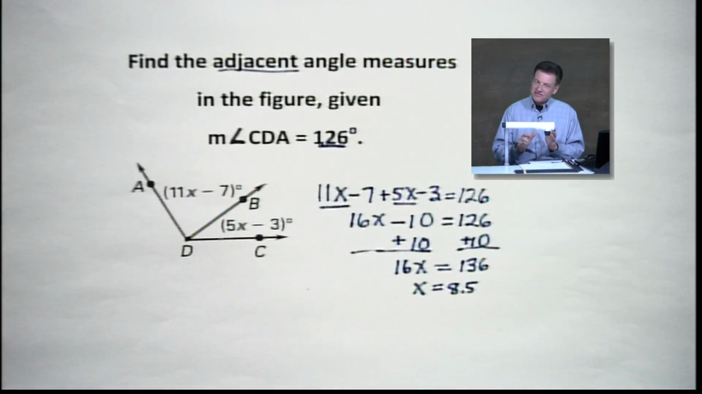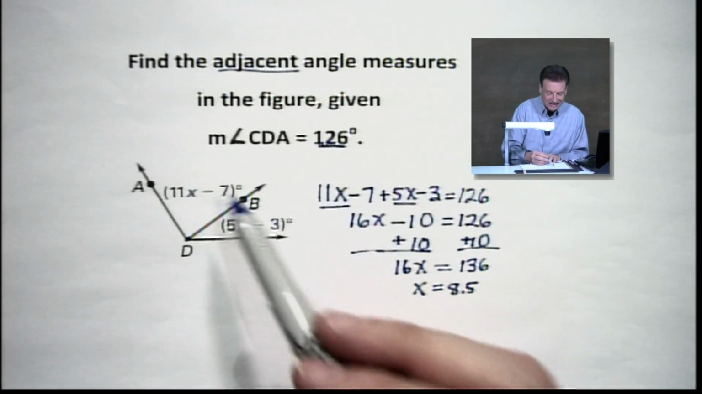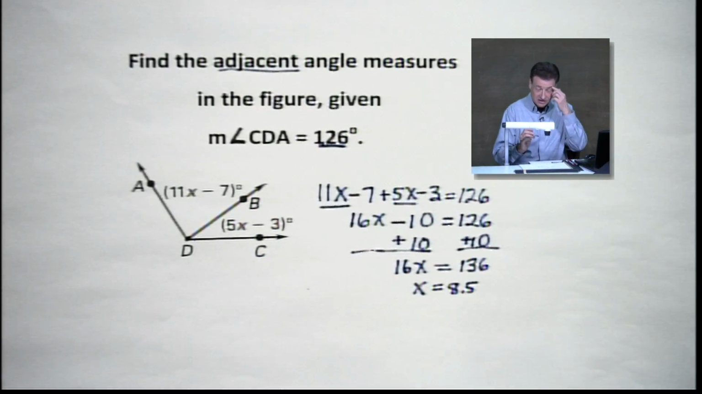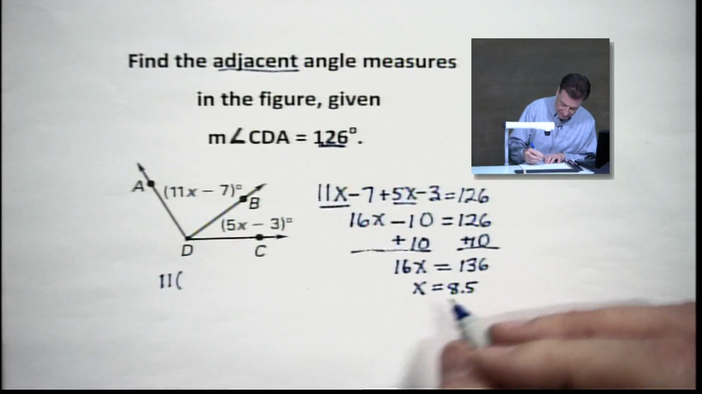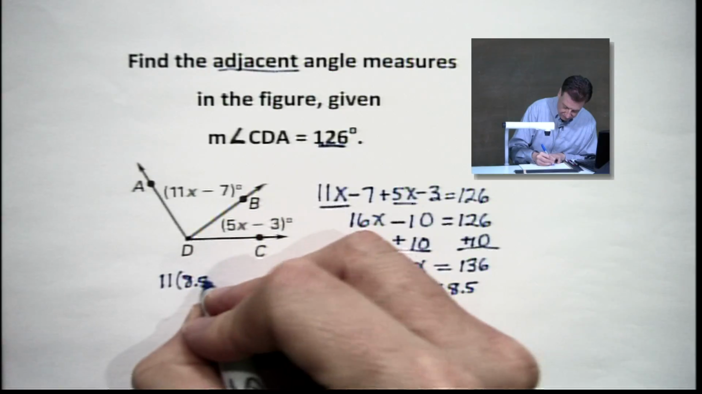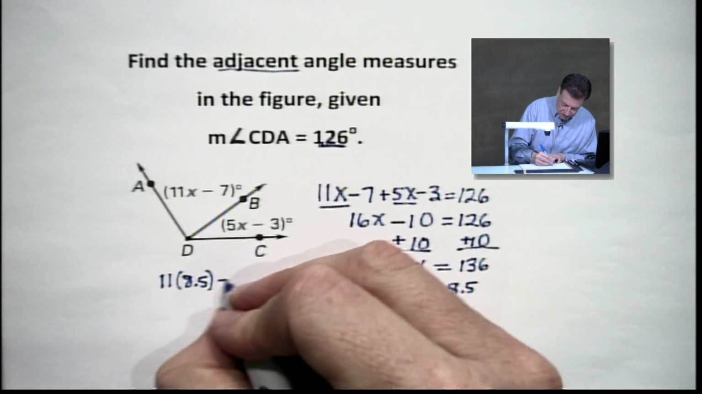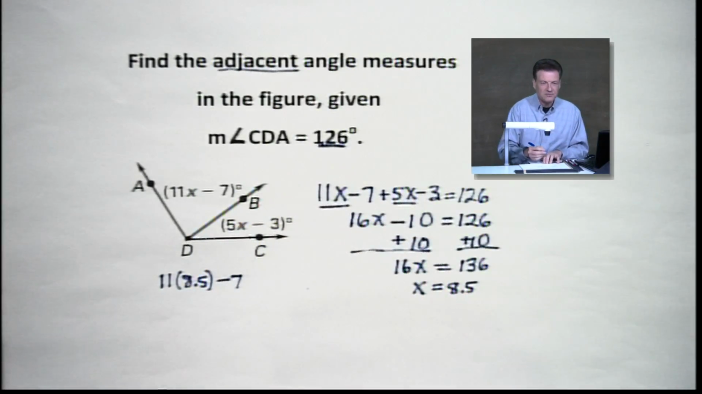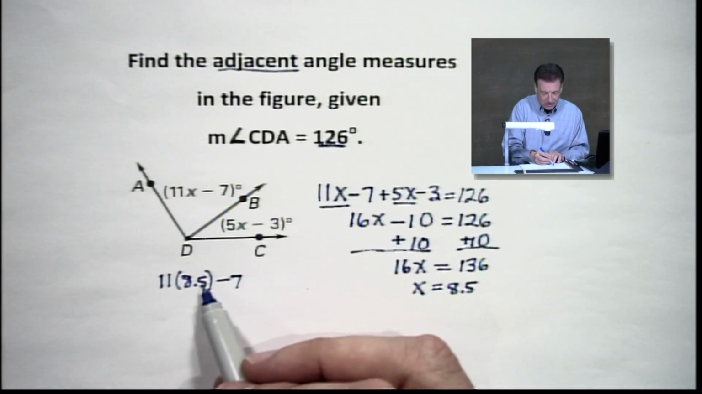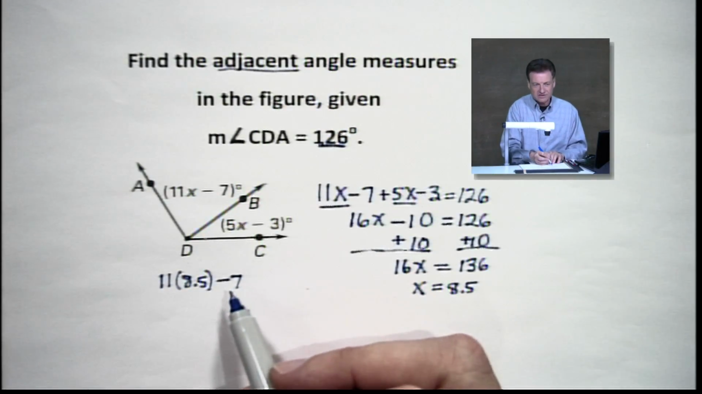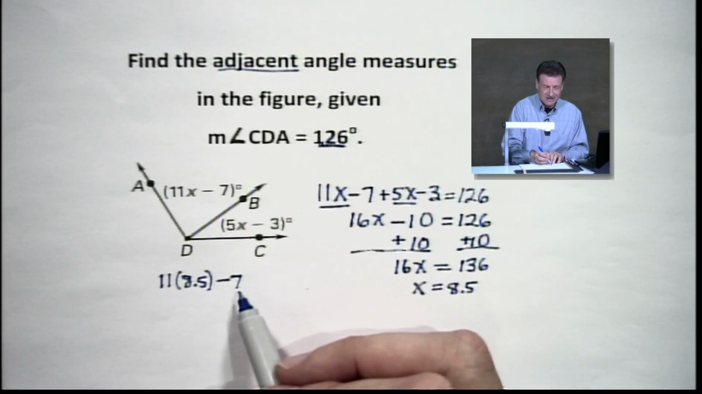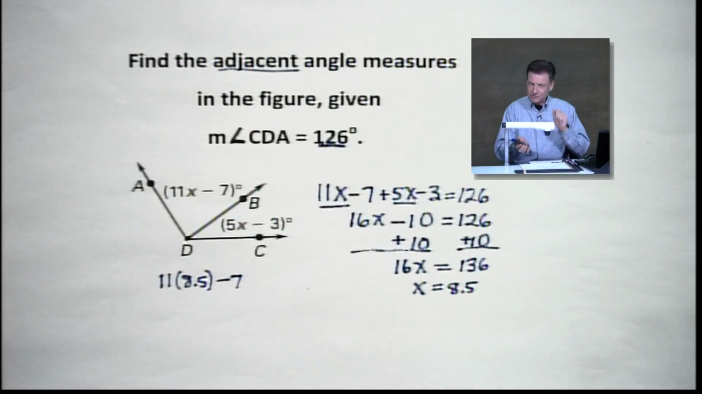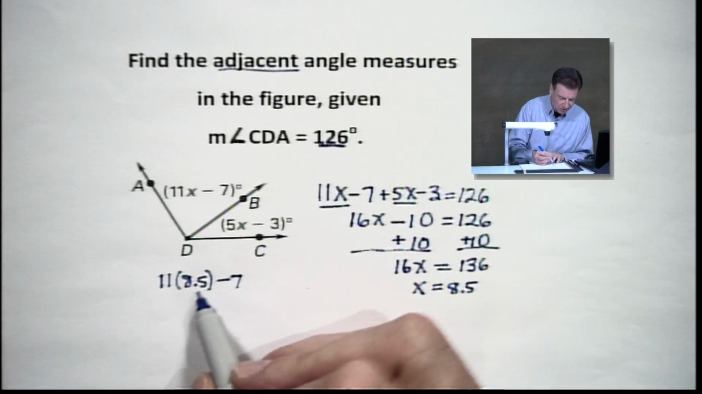Now, that's not the answer to the question, though, folks. That's not an angle measure. That is the value that's going to lead us to these angles, all right? So here's what we're going to do. We're going to take 11 times this 8.5, 8 and 5/10, and then we're going to subtract 7. And notice I put a little parenthesis around that. That just tells me we're going to multiply, all right? Then we'll subtract, okay? Oh, I wish we could just go and say 8.5 minus 7 and then do the multiplication, but that's not what the order of operations tells us to do.